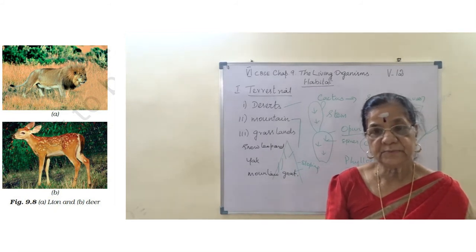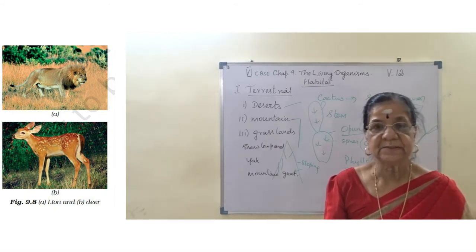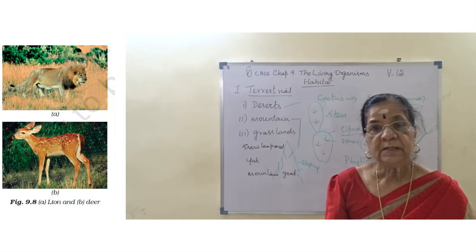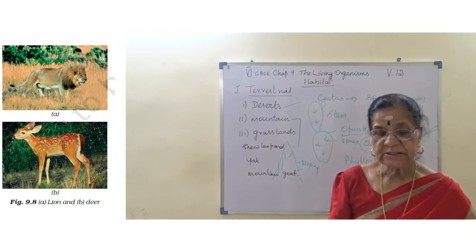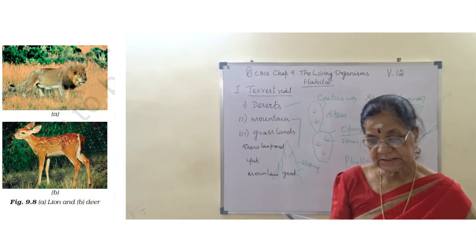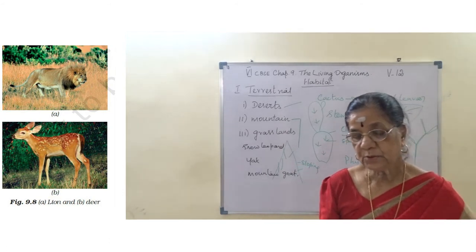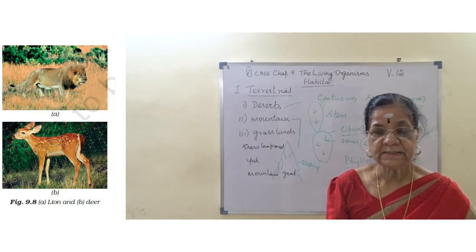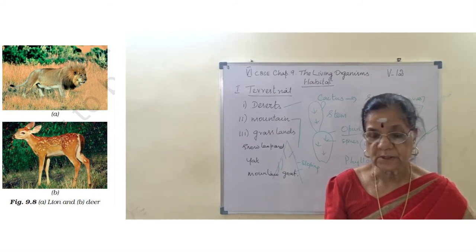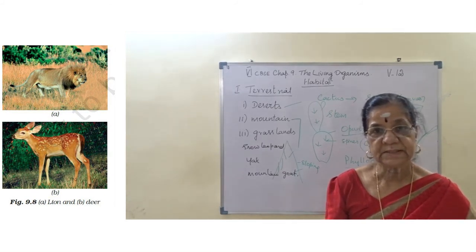The eyes in the front of the face allow it to have a correct idea about the location of its prey. I hope you understand. So I repeat, do the features of a lion help it in any way to survive? Yes, sir. Its light brown color helps it to hide in dry grassland when it hunts for its prey, and the eyes in front of the face allow it to have a correct idea about the location of its prey.